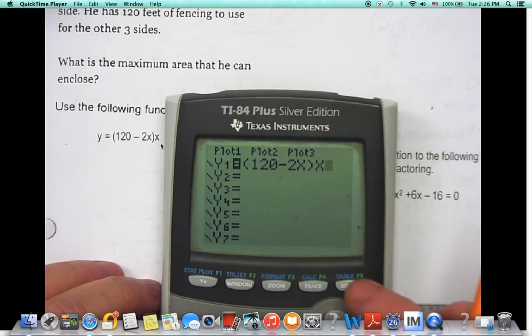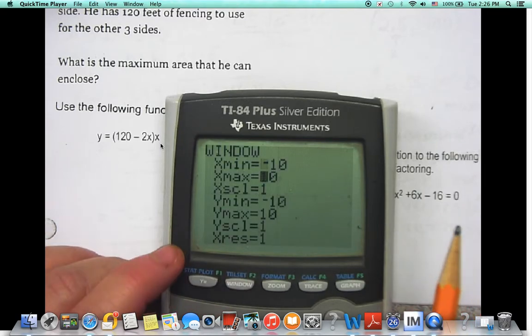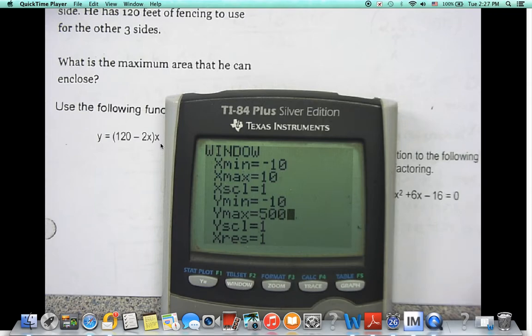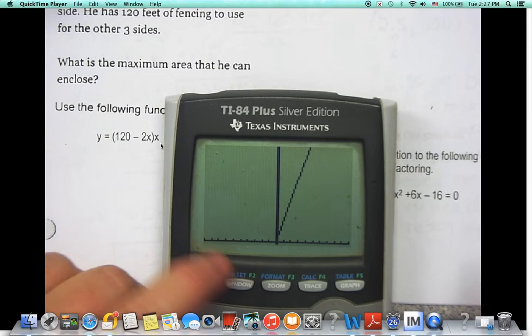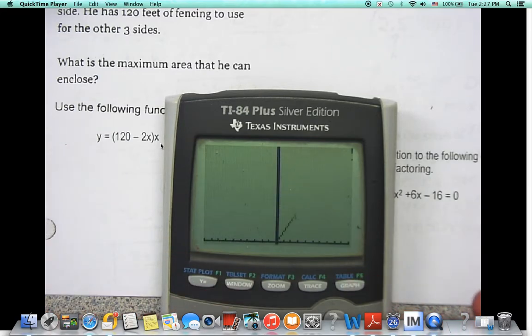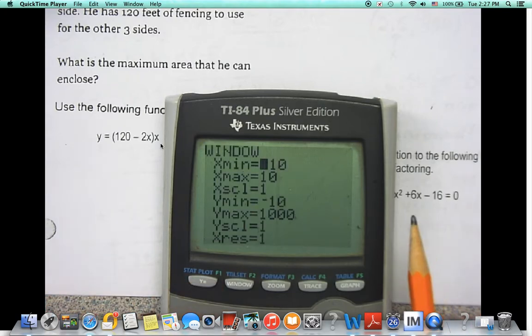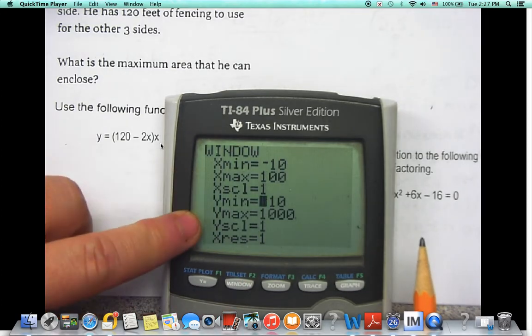So let's graph it. I can't see it, so what do you think? 500? 1600. Your maximum area is about 1600. Okay, I can see part of it coming up, but can't see the rest of it coming down or the top. So let's make y max a little bigger. How about 1,000? I think we need to make x max bigger. Let's make it 100. Now we're getting better. So we have x max is 100, and how about y max 2,000?